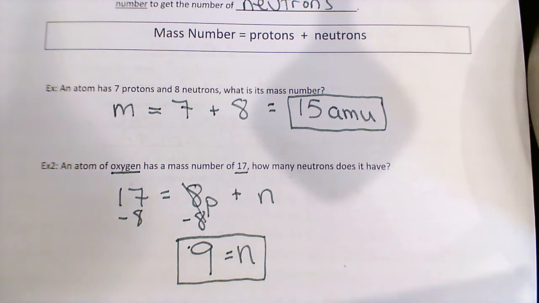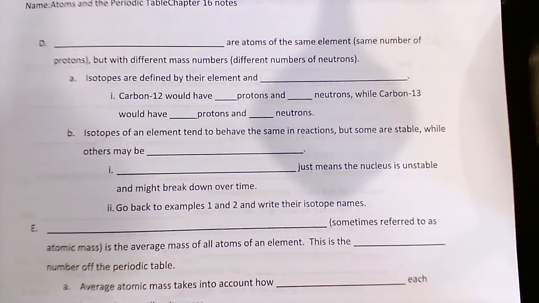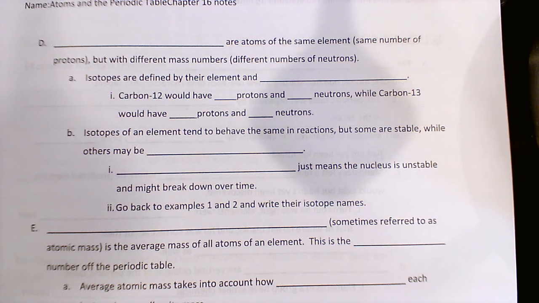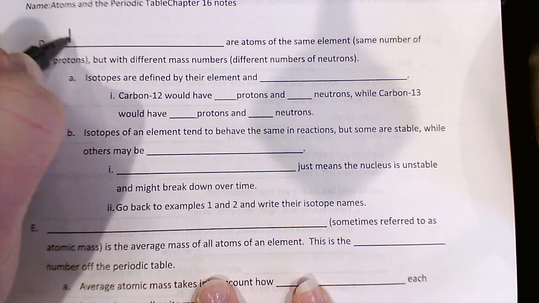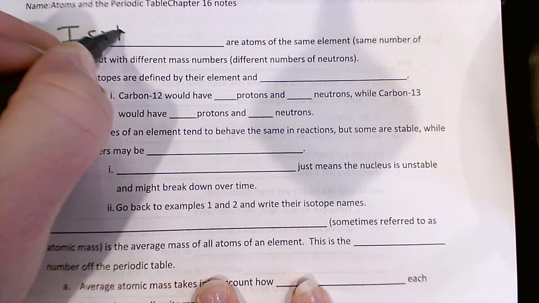We have 1 page left of this section. All right. Atoms of the same element, that means they must have the same number of protons, but with a different mass or different number of neutrons. And these are called isotopes.